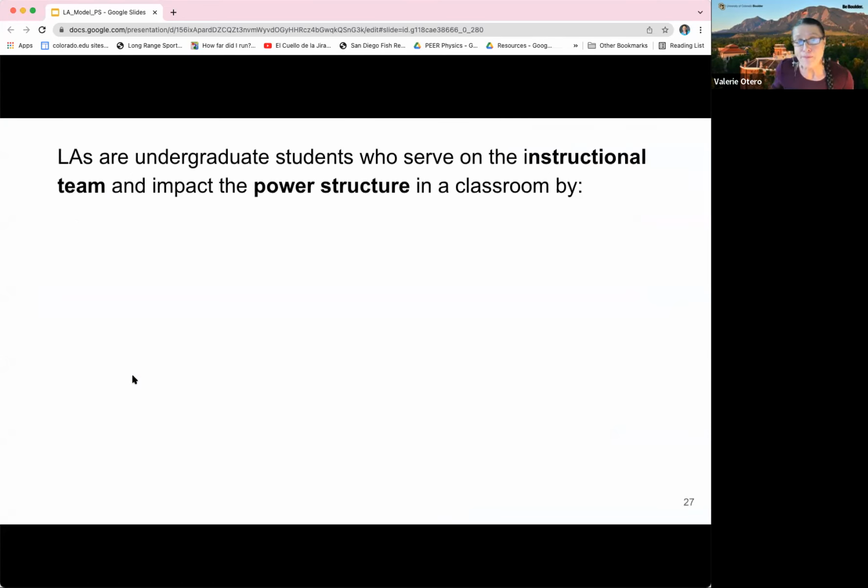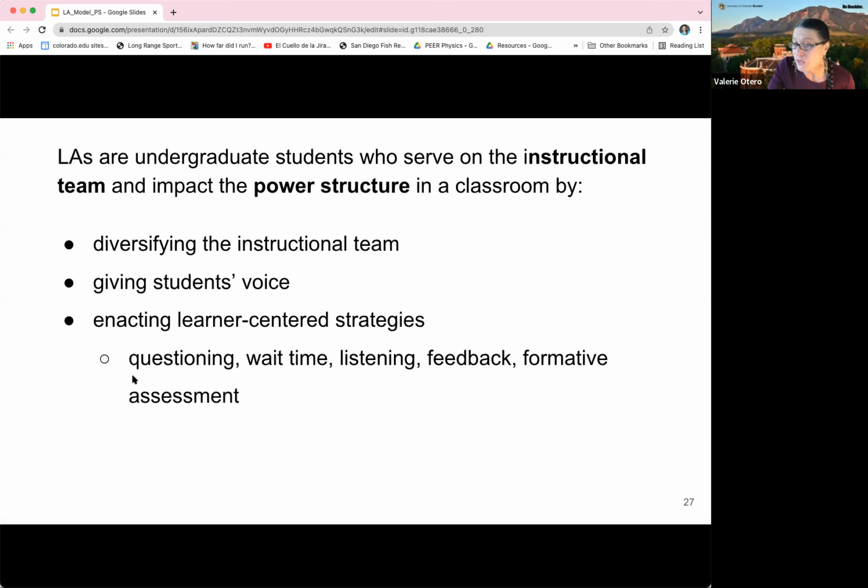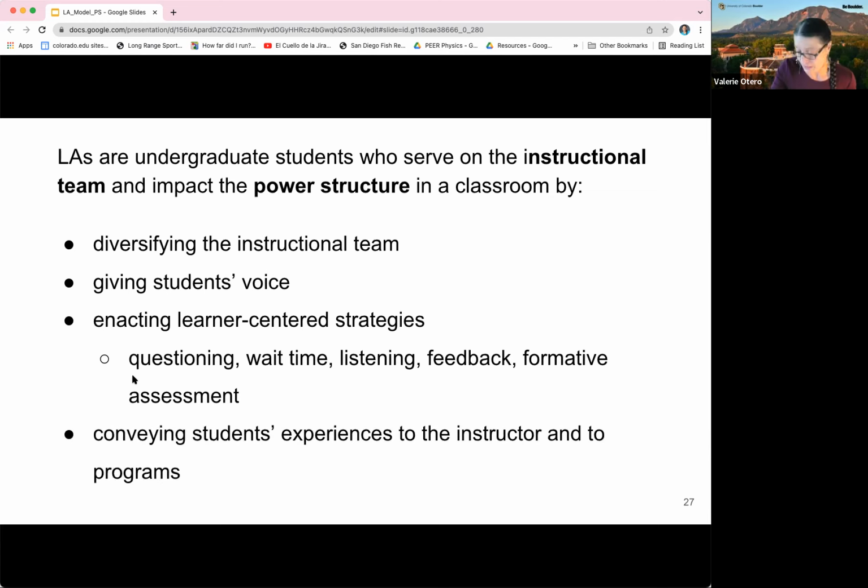By serving on the instructional team and impacting these power structures, they're doing it by diversifying the instructional team. For example, if you just hire one student from a group that's traditionally underrepresented in that discipline or in college more broadly, you already diversify the instructional team tremendously, and it has a huge impact on so many of those students sitting in that class. They give students voice, they enact learner-centered strategies like questioning, wait time, listening, feedback, and formative assessment, and they convey students' experiences to the instructor and more broadly to our programs.